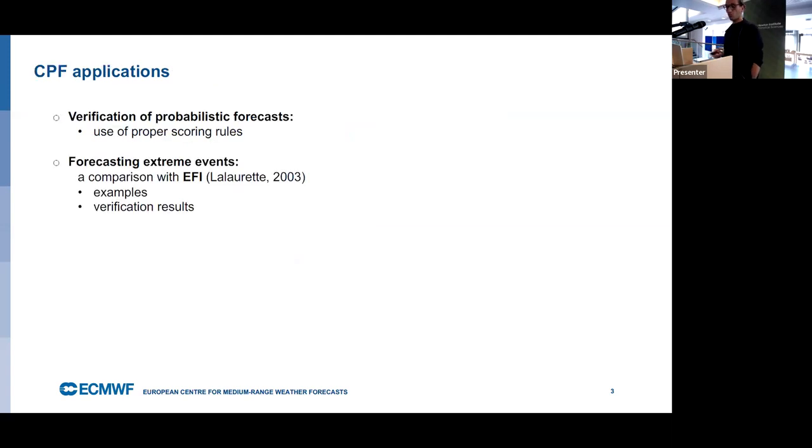So why is it interesting to look at this CPF, crossing point forecast?